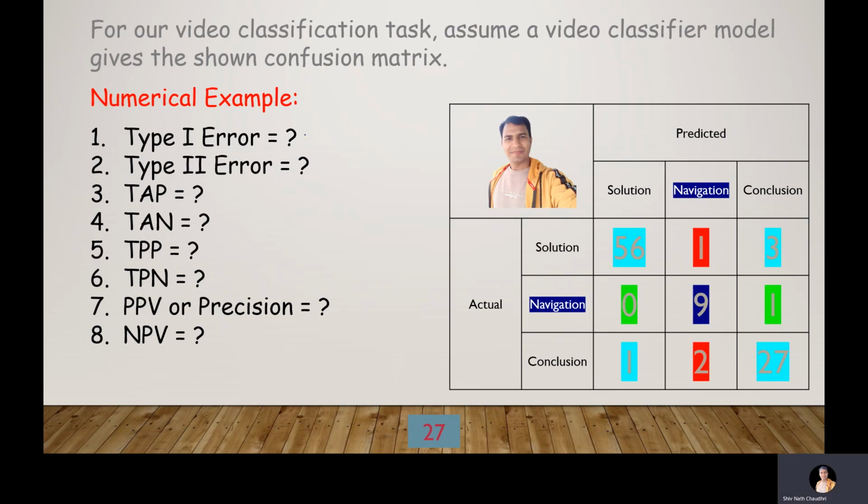Similarly, type 1 error represents false positives FP. Type 2 error represents FNs. TAP is calculated as TP plus FNs. TAN is calculated as FP plus TNs. TPP is calculated as TP plus FPs. TPN is calculated as FNs plus TNs. PPB or precision is calculated as TP upon TP plus FP, and NPB is calculated as TN upon TN plus FN.